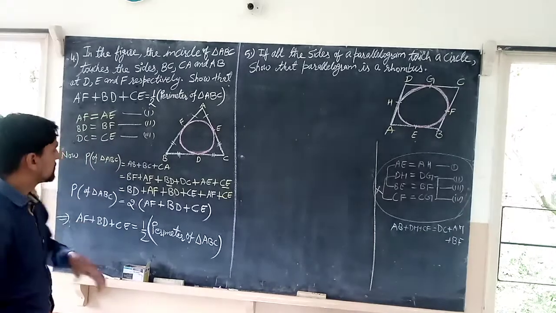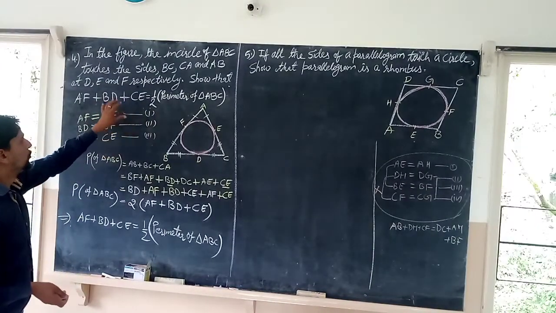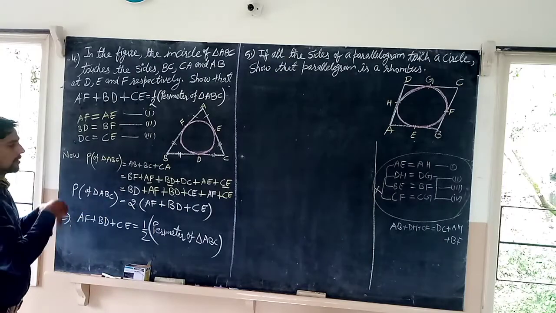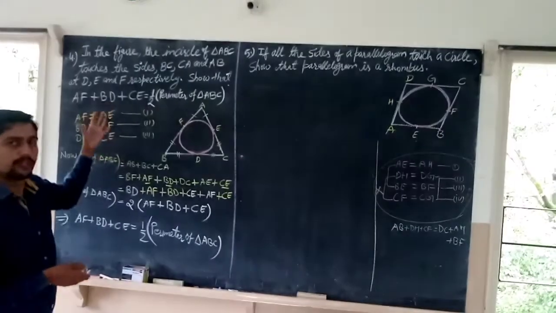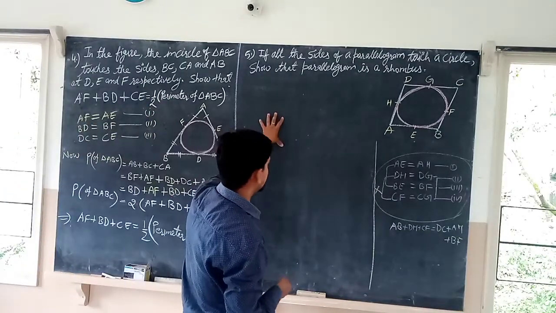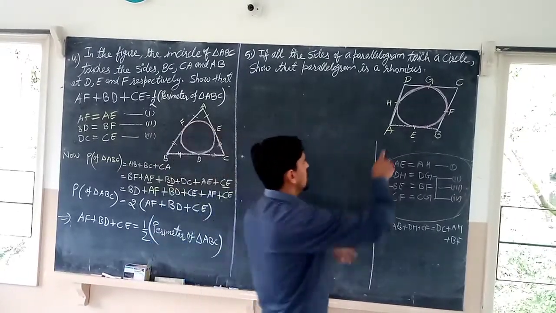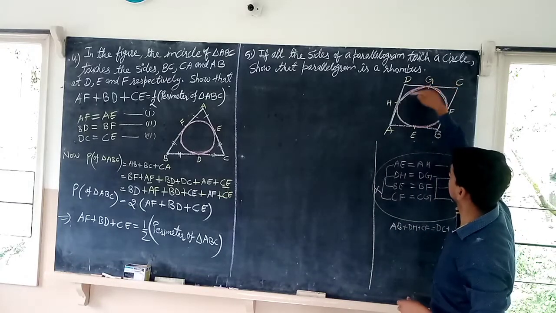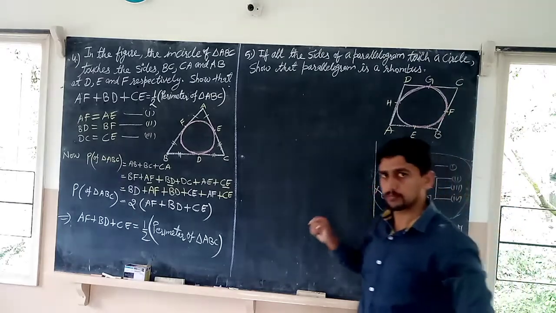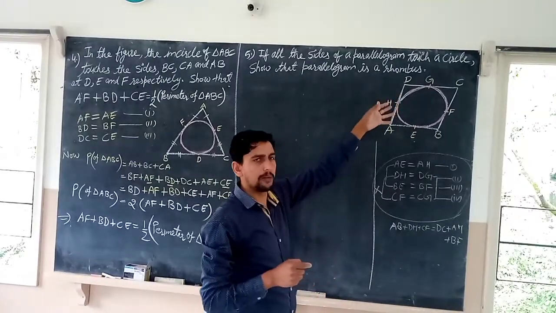So the important part is we have to look at what is given, write it down, and figure out where we have to reach, what we have to prove. We have to do the steps according to the information that we need. So this is the first part, and now the second problem. If all the sides of a parallelogram touch a circle, show that the parallelogram is a rhombus. Got it? This is the problem. That means we need to show this parallelogram is a rhombus.